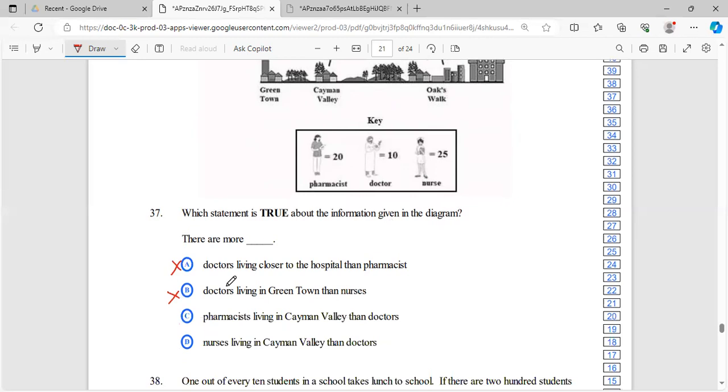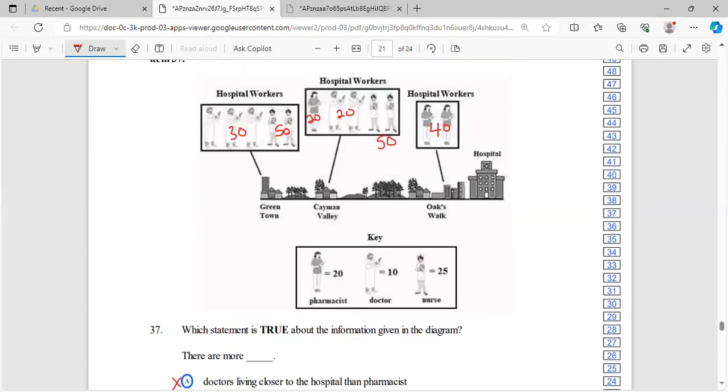There are more pharmacists living in Cayman Valley than doctors. So we could just go to Cayman Valley and see if there are more pharmacists than doctors. So Cayman Valley is an equal amount, 20. So it has to be the last option.